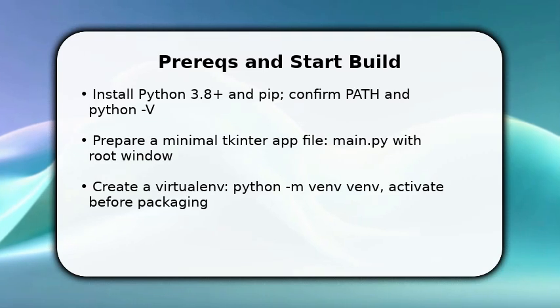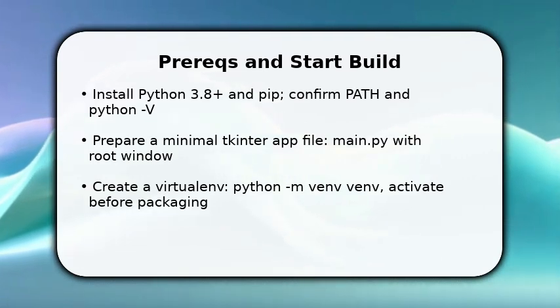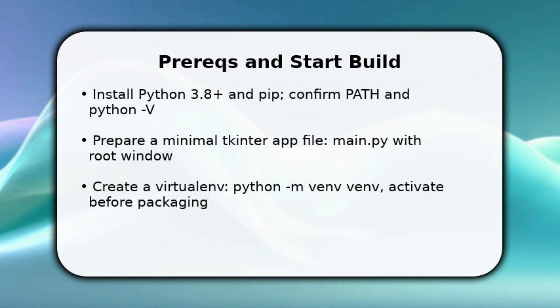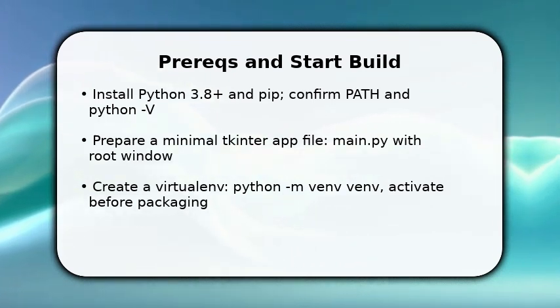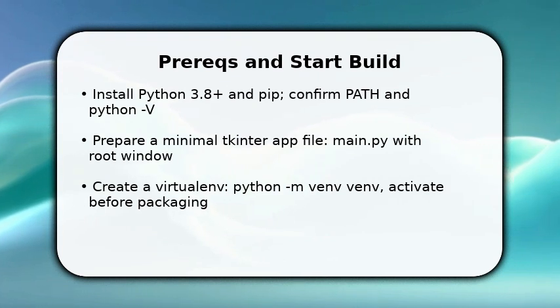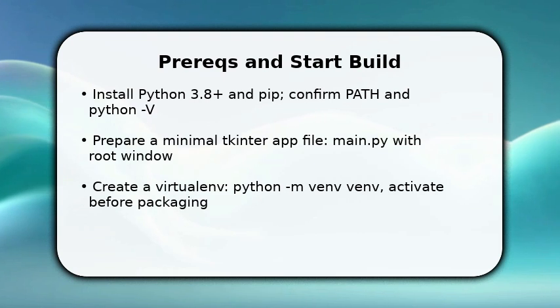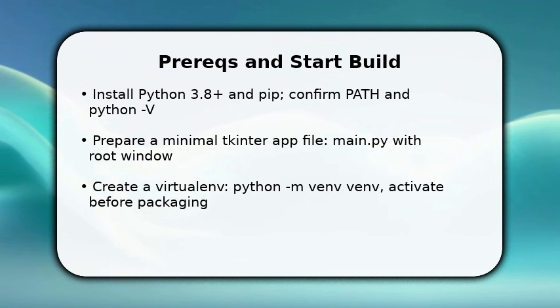Enjoy the video. You start by confirming prerequisites: Python 3.8+, pip, and a functioning Tkinter main.py. Once confirmed, create and activate a virtualenv to isolate dependencies. This avoids system conflicts when packaging. Make sure your app has a clear entry point like if __name__ == "__main__": root.mainloop().